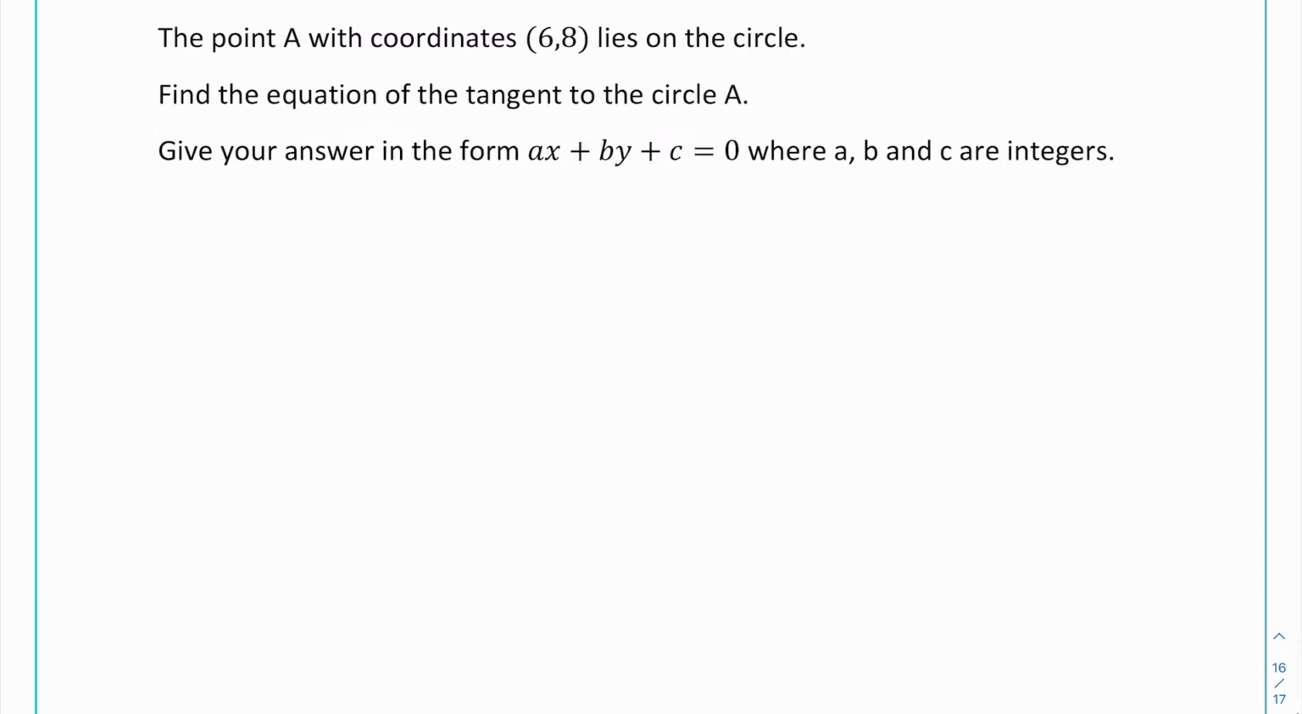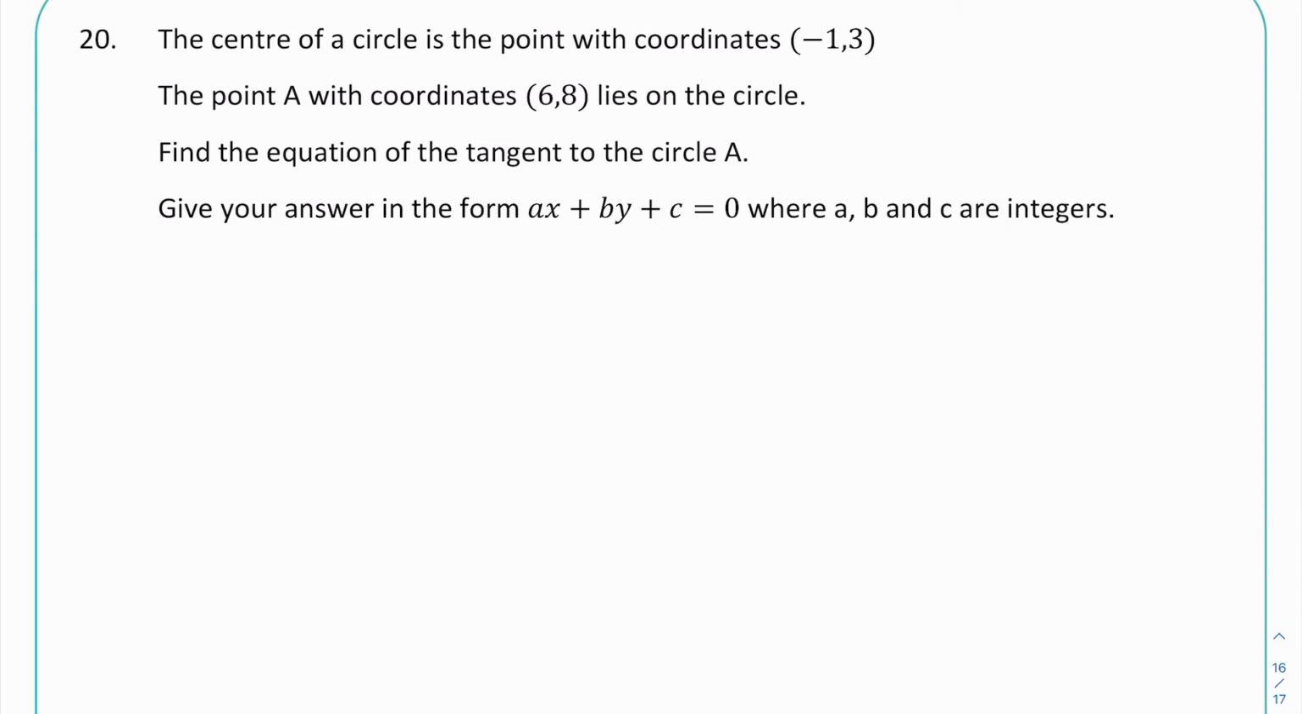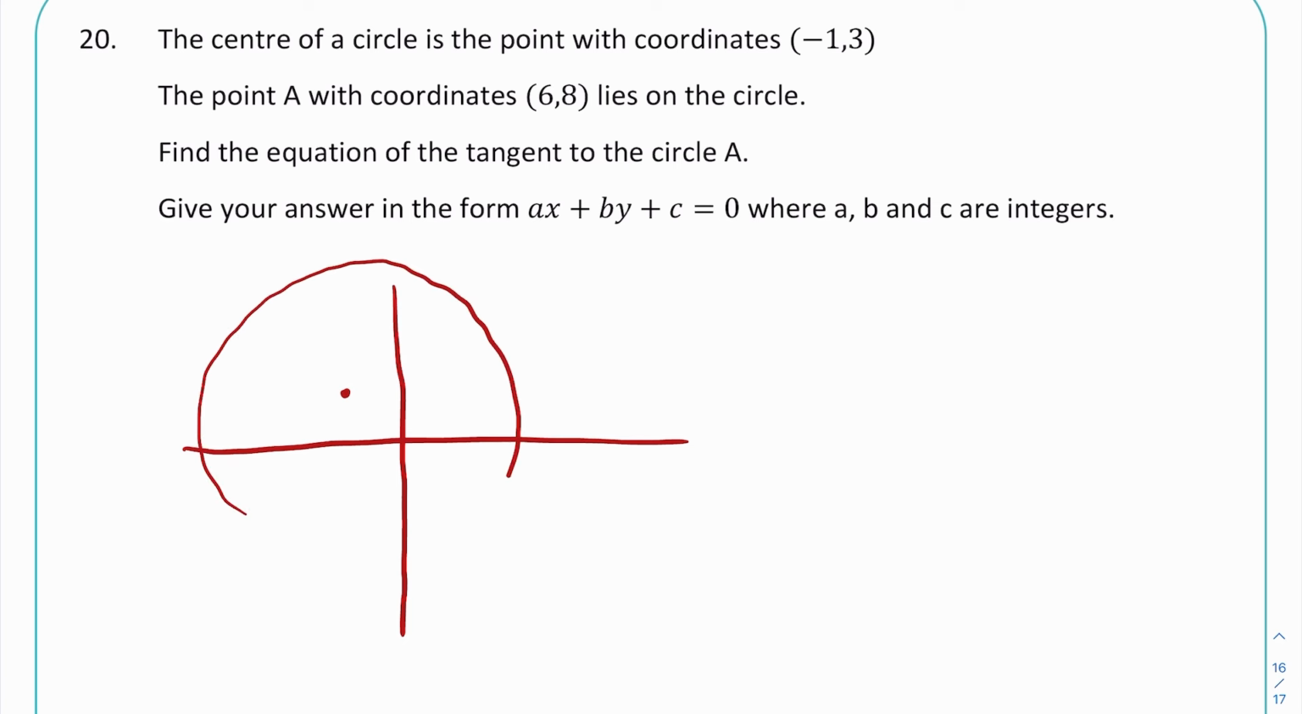So this is an off-centre circle. If we were to draw this, let's imagine what it looks like, that's going to really help. So negative 1, 3, let's just imagine that's somewhere here. If that is the centre of my circle, and again this is just a sketch, it's not going to be a very good drawing, it looks something like that. The point with coordinates 6, 8 lies on the circle. So 6, 8 is going to be in our positive quadrant. Let's just imagine that that is here. There we go, and let's label these. So minus 1, 3, and that point there is 6, 8. Finding the equation of the tangent to the circle at point A. So this is point A.